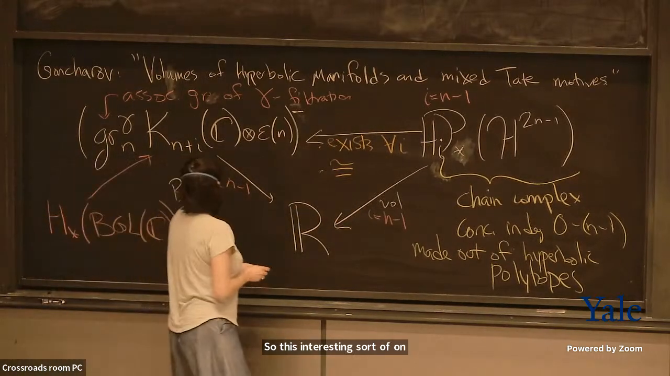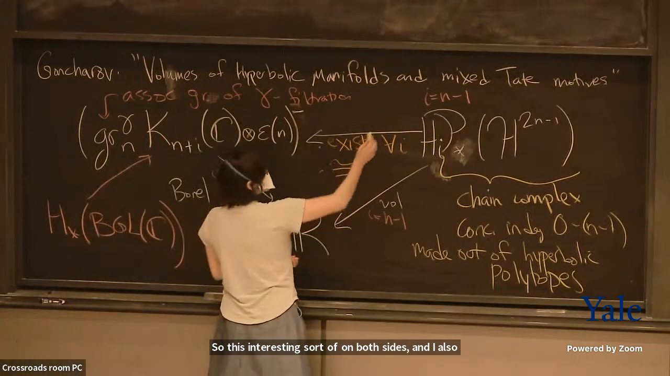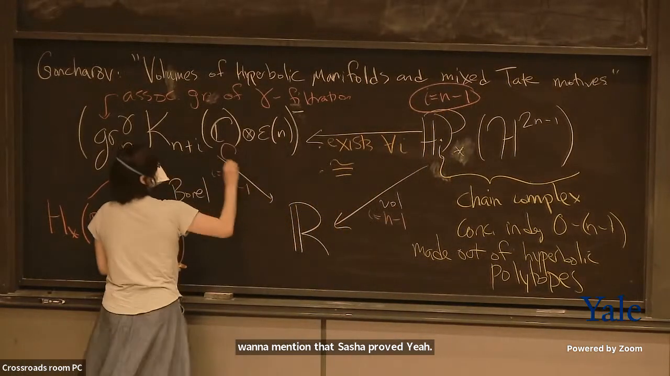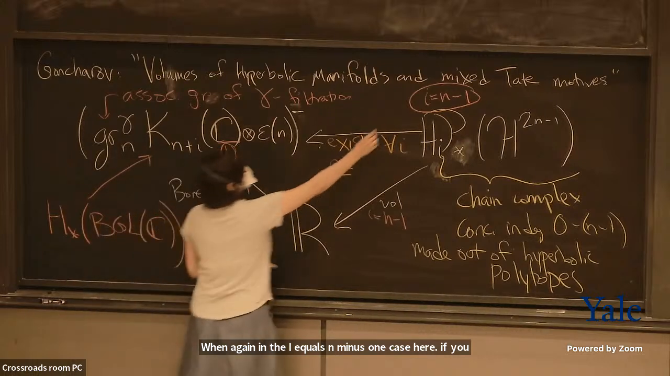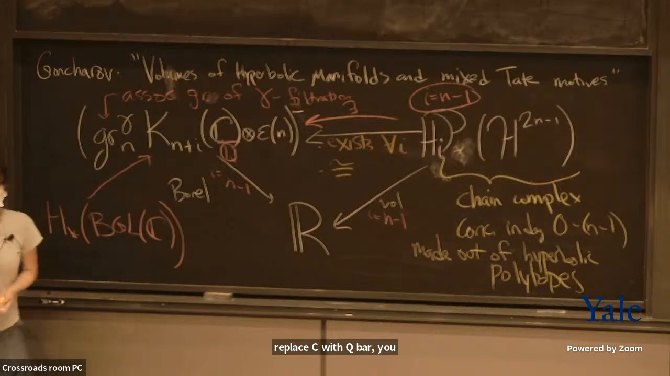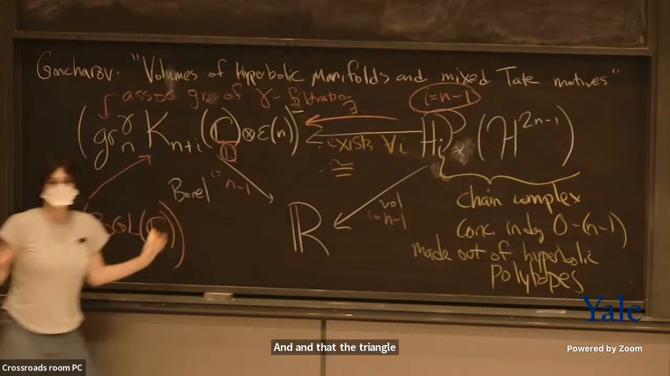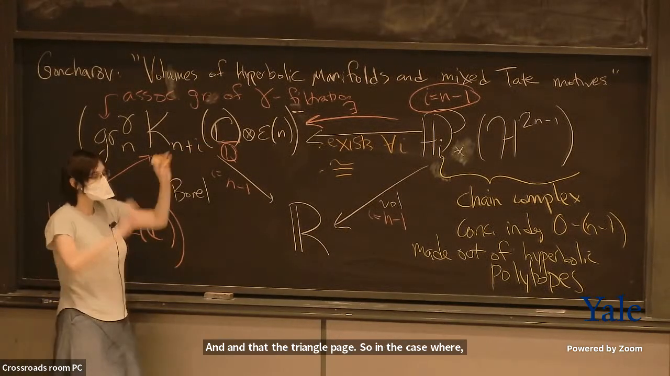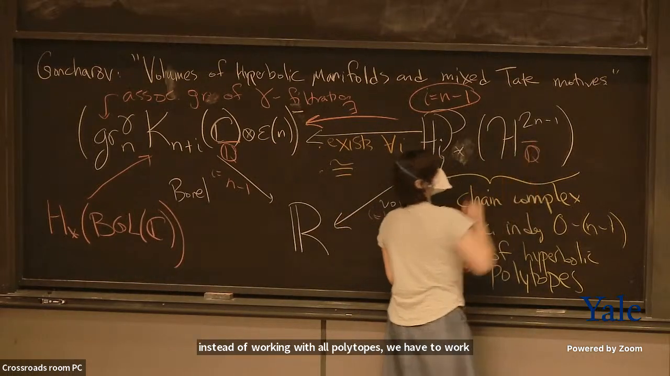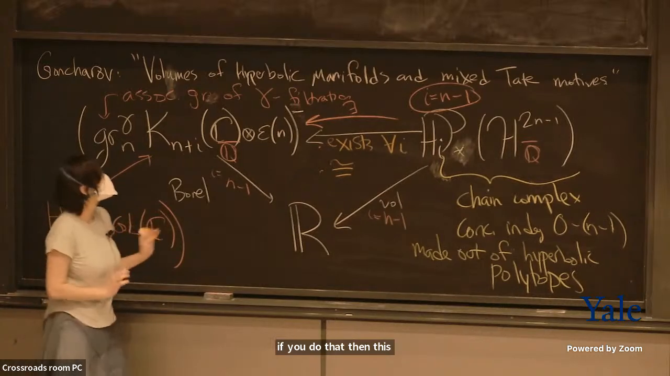And I also want to mention that Sasha proved that, again in the i equals n minus one case here, if you replace C with Q bar, you show that this map exists and that the triangle commutes. So in the case where instead of working with all polytopes, we work with the ones with algebraic vertices, then that part of this is known.